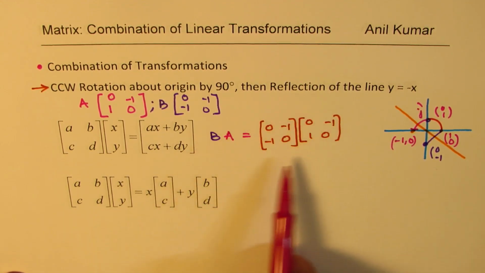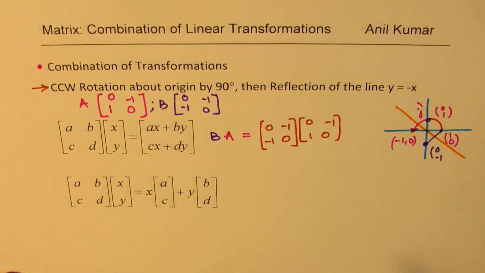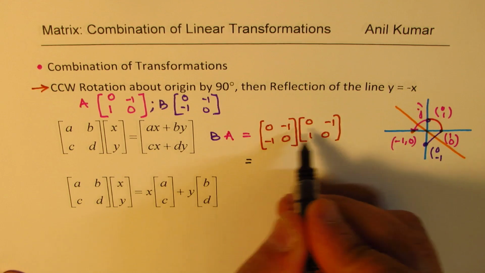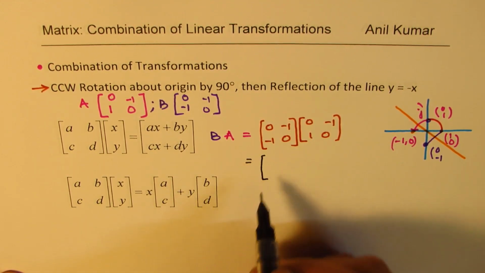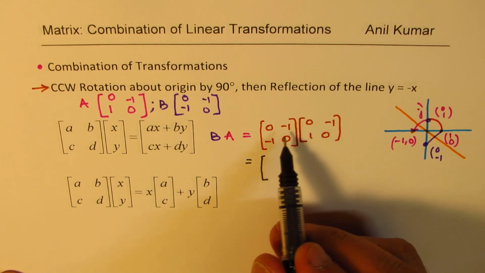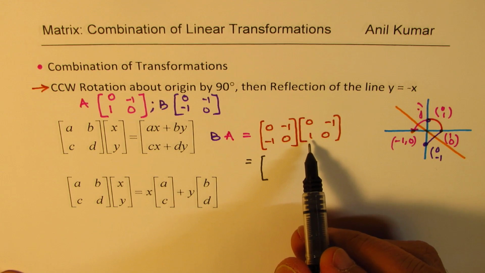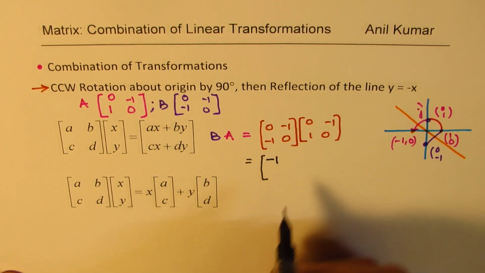So what is the total overall effect of all this? Well, we can just multiply these two 2 by 2 matrices and get our result. So we get 0 times 0, which is 0, and then we multiply this -1 by this, and we get -1. So we get -1 here, right?